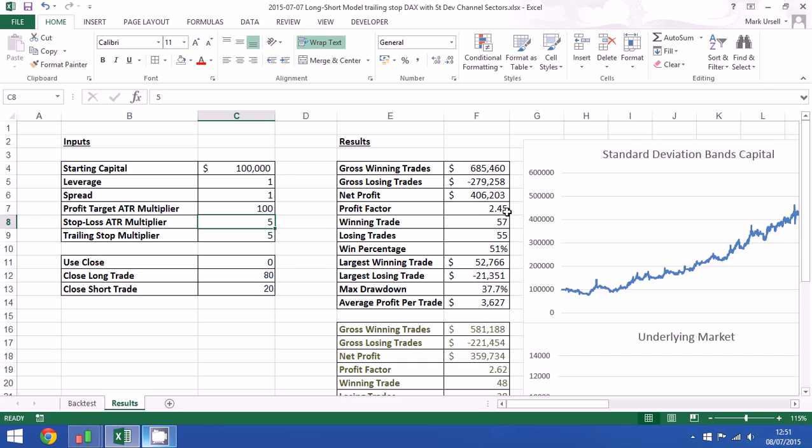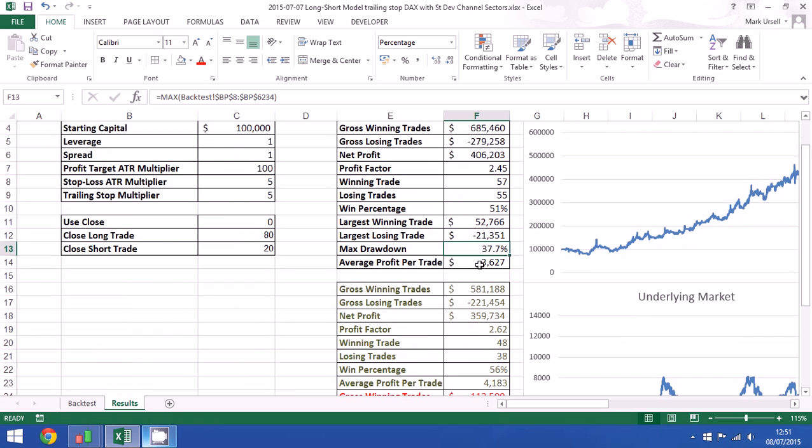And these are the results. Profit factor quite healthy, showing we have a good ratio of gross winning trades to losing trades. Max drawdown here 37%, which is quite reasonable over a very long time period. Most of the time, in fact, we're actually moving upwards. And the average profit per trade.